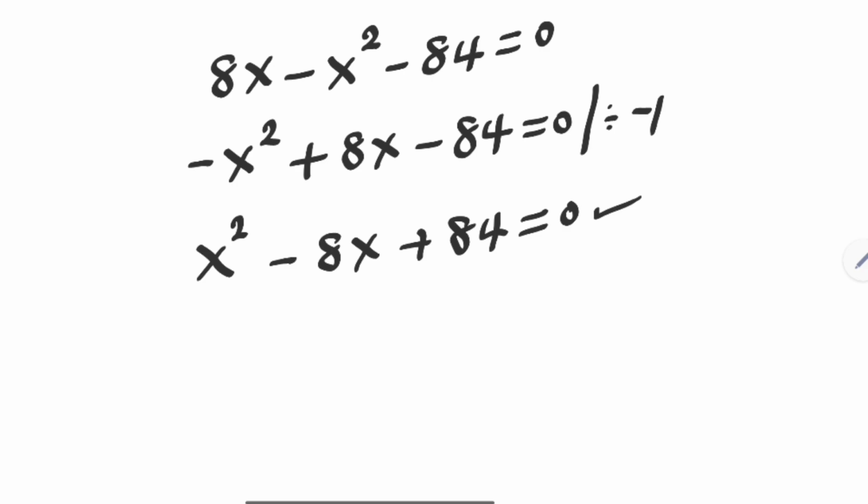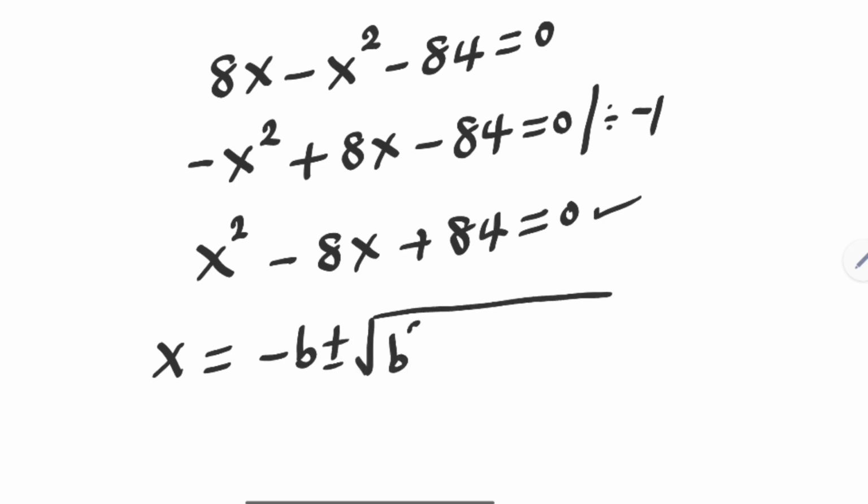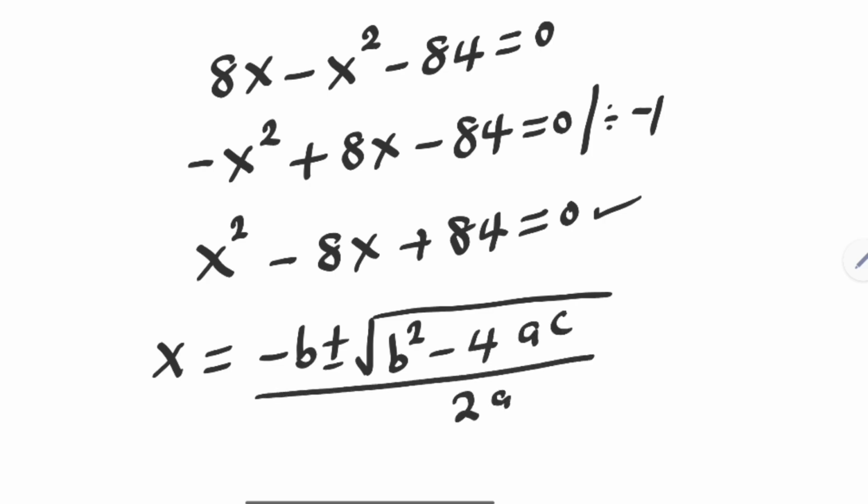Let us solve this using the quadratic formula. x is equal to negative b plus or minus square root of b squared minus 4ac, divided by 2a. From this equation, a is equal to 1, b is equal to minus 8, c is equal to 84.